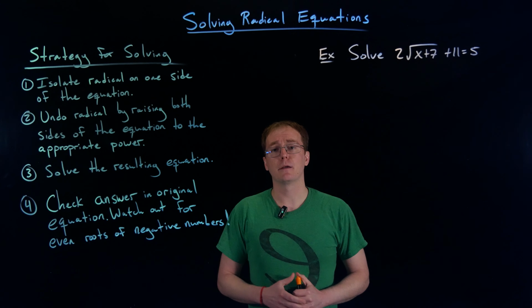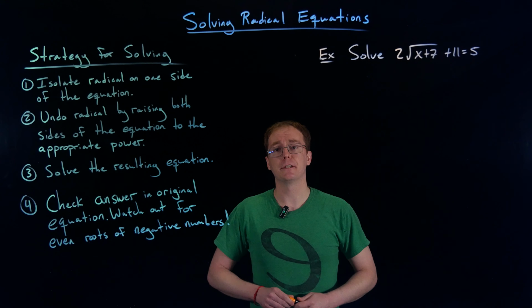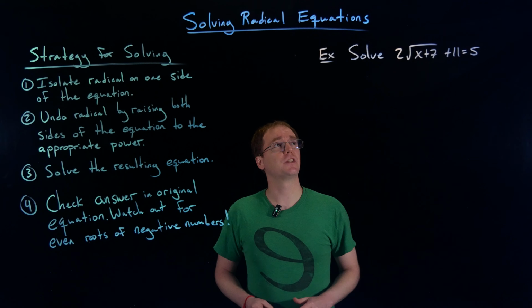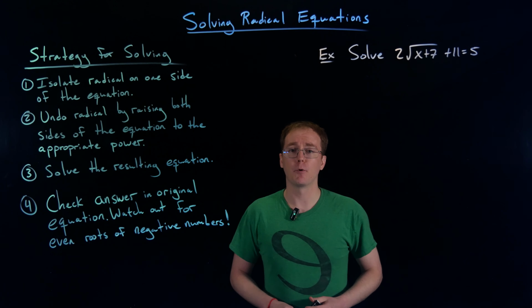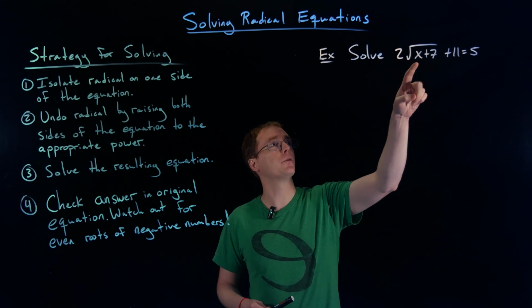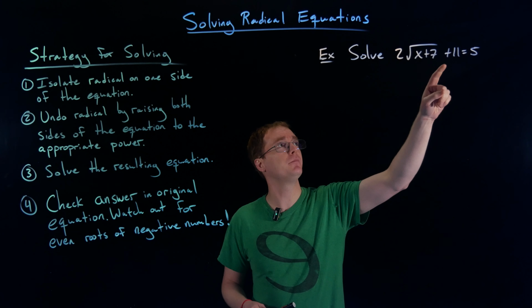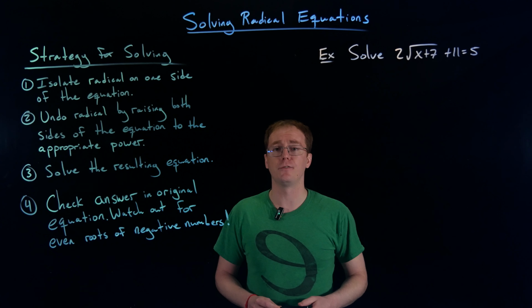All right, so that first example of solving a radical or square root equation wasn't too bad, but this next example will be a little bit more involved. So here we want to solve, or find the solutions to, 2 times the square root of the quantity x plus 7, plus 11 is equal to 5.